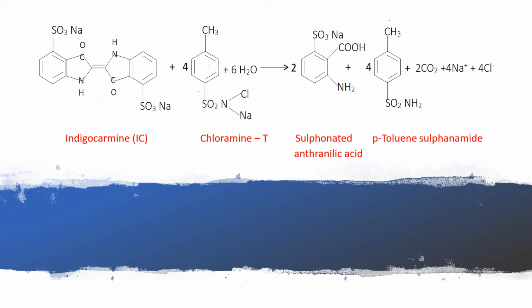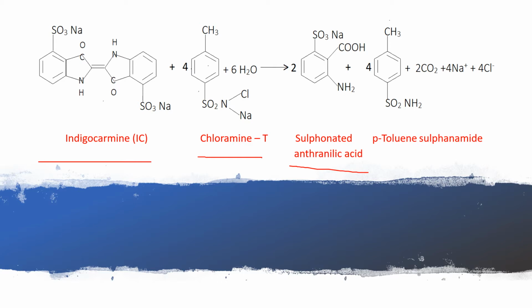So this is the structure for IC, that is indigo carmine, and this is the structure for chloramine T. So the indigo carmine in aqueous solution is oxidized by chloramine T to sulfonated anthranilic acid, and we get byproducts as para-toluene sulfonamide along with carbon dioxide, Na+ and Cl-.